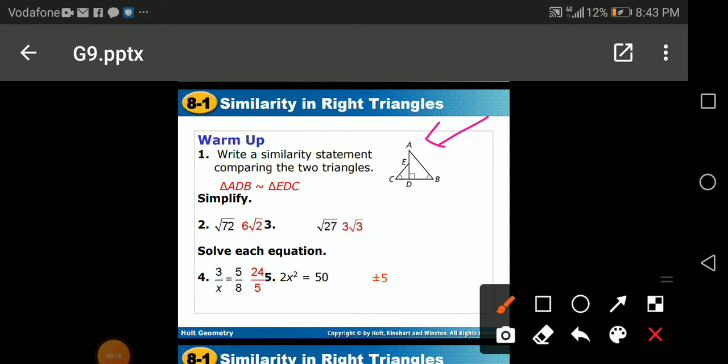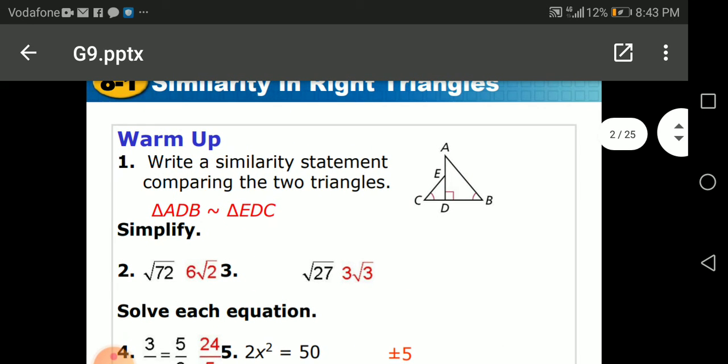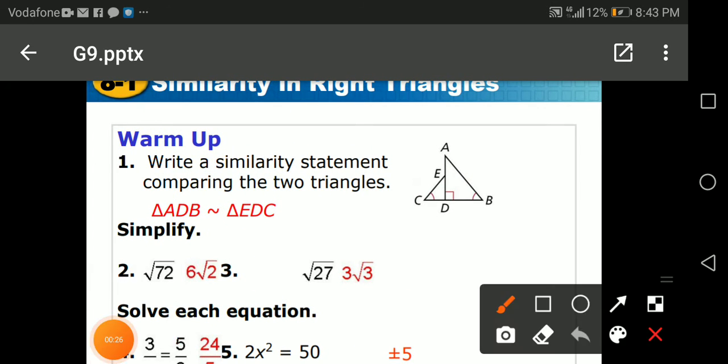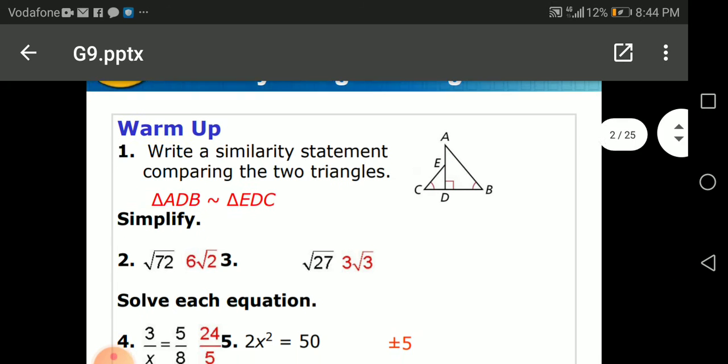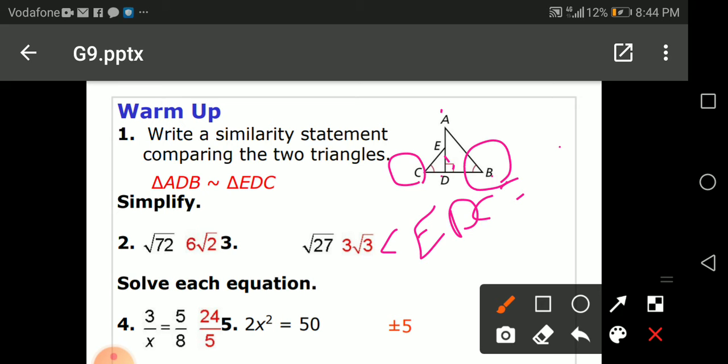I have here triangle ADB, as you see, and triangle ECD. Okay, so triangle ADB, this triangle is similar to triangle what? EDC. Why? Because we have here angle B is congruent to angle C. Angle ADB, this angle is 90 degrees, and it's congruent to which angle? It's congruent to angle EDC.